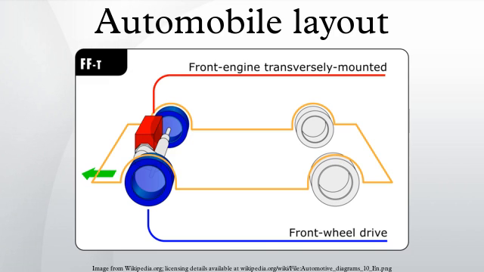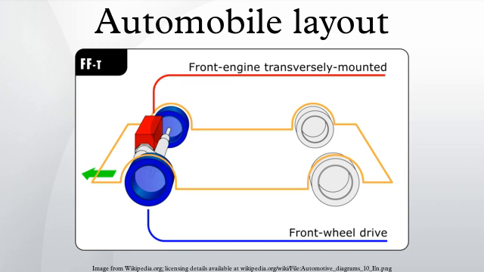Layouts can roughly be divided into two categories, front or rear-wheel drive. Four-wheel drive vehicles may take on the characteristics of either, depending on how power is distributed to the wheels. Front-wheel drive layouts. Front-wheel drive layouts are those in which the front wheels of the vehicle are driven.